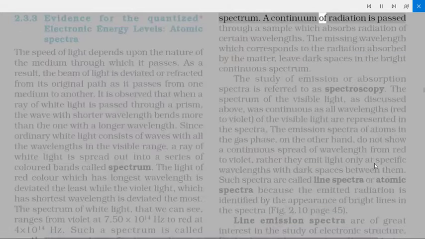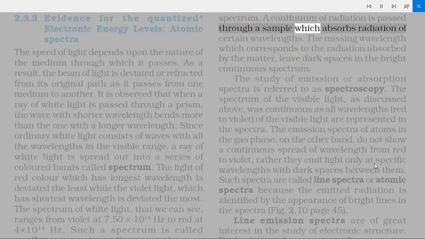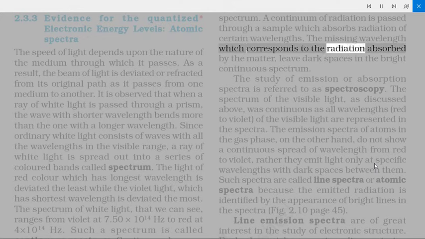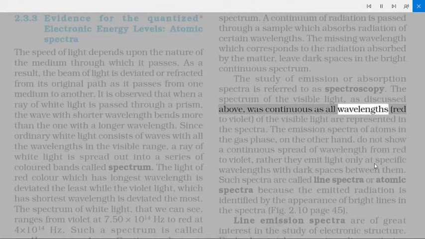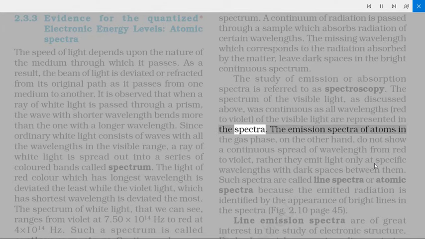A continuum of radiation is passed through a sample which absorbs radiation of certain wavelengths. The missing wavelengths, which correspond to the radiation absorbed by the matter, leave dark spaces in the bright continuous spectrum. The study of emission or absorption spectra is referred to as spectroscopy. The spectrum of the visible light, as discussed above, was continuous as all wavelengths, red to violet, of the visible light are represented in the spectra.